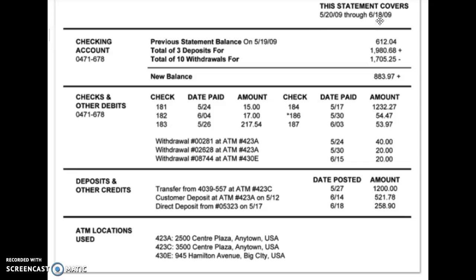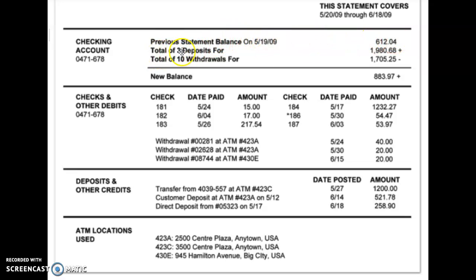The next thing you need to look at is the account number of the statement. So the account numbers are located on the left hand side. So you have the checking account number right here as to what the statement covers. And then you have the previous statement balance. So the previous statement balance is listed here.